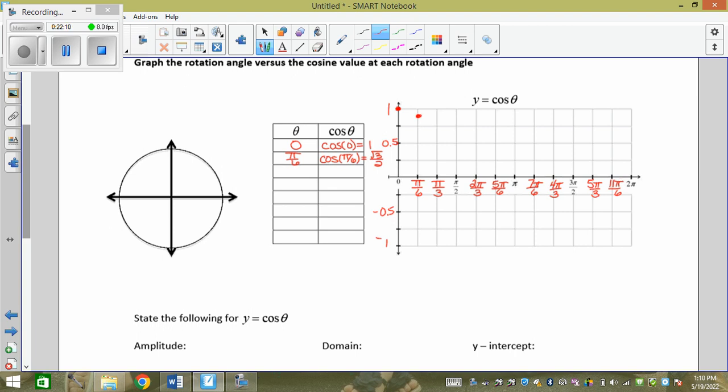Then we have pi over 3. What's cos of pi over 3? What is the x at pi over 3? 1/2 or 0.5. So this one actually starts at a maximum. And the other one started at 0, 0. And then pi over 2. Cos of pi over 2 is 0.